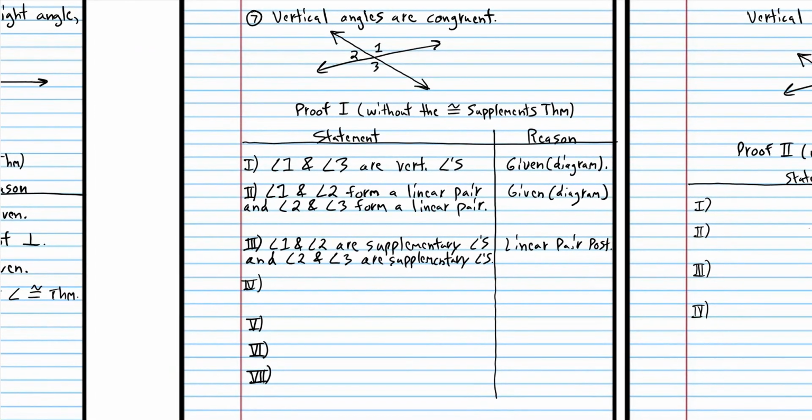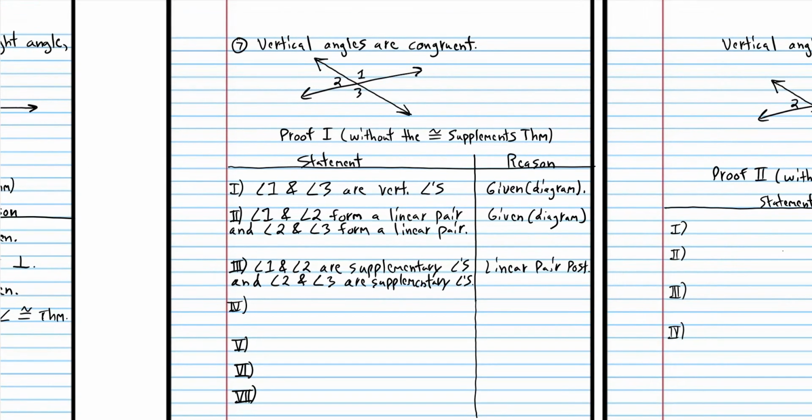All right, so by definition, if angle 1 and angle 2 are supplementary, then remember the definition of supplementary is that their measures must add up to 180 degrees. So measure of angle 1 plus measure of angle 2 must be 180 degrees, and measure of angle 2 and measure of angle 3, they must add up to 180 degrees. That is the definition of supplementary angles.